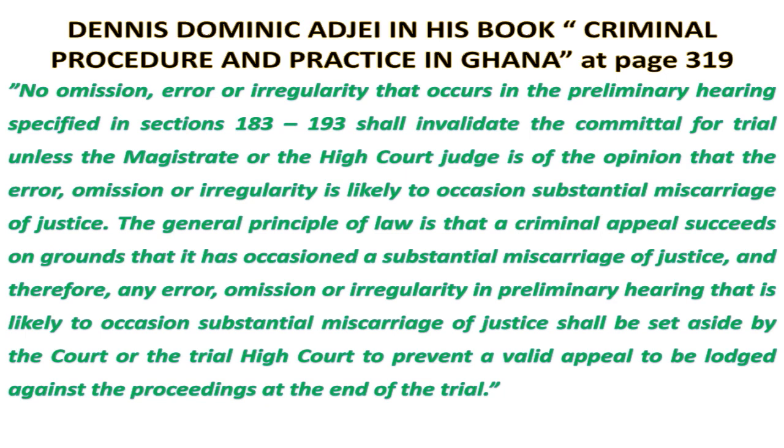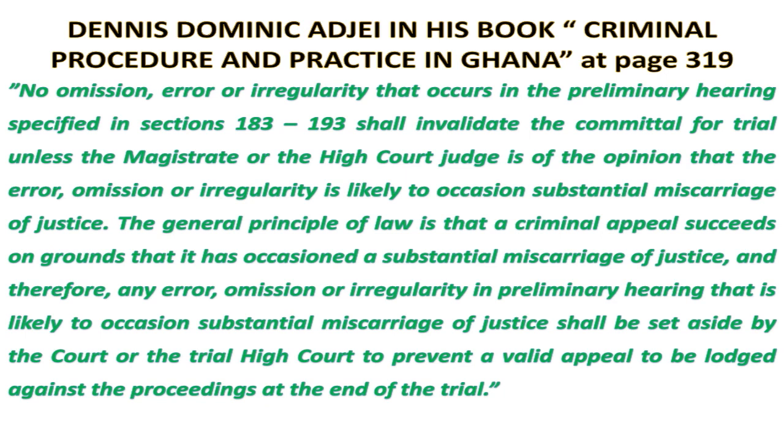The general principle of law is that a criminal appeal succeeds on grounds that it has occasioned a substantial miscarriage of justice. And therefore, any error, omission, or irregularity in preliminary hearing that is likely to occasion substantial miscarriage of justice shall be set aside by the court or the trial high court to prevent a valid appeal to be lodged against the proceedings at the end of the trial.